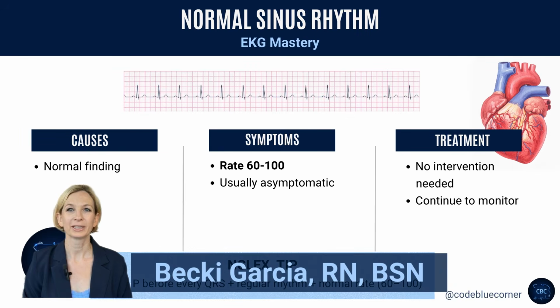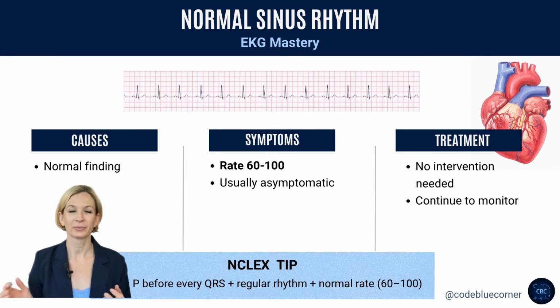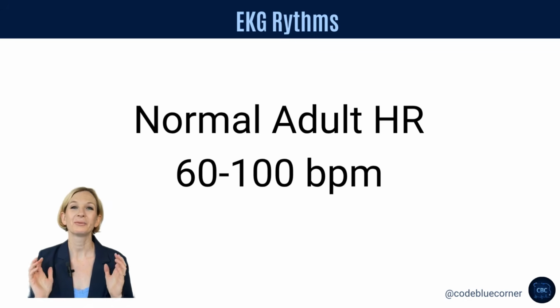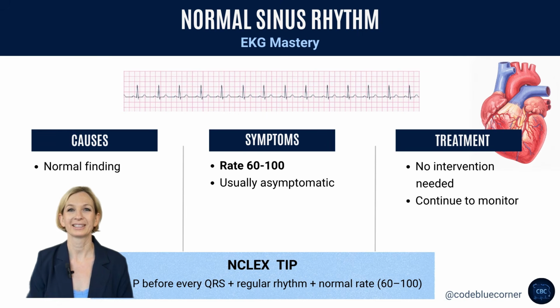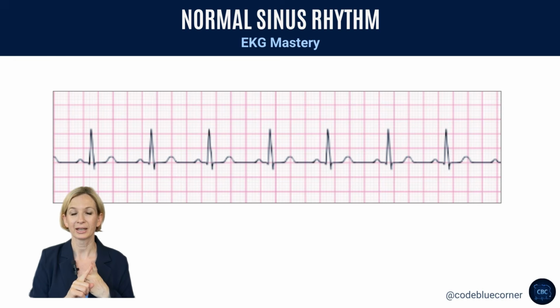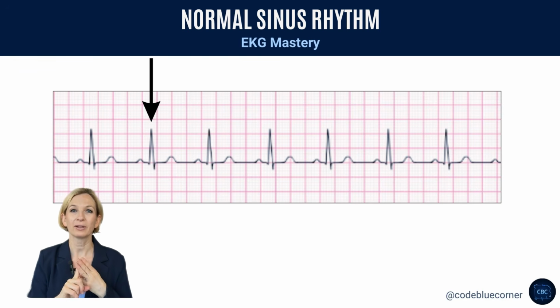This is normal sinus rhythm. This is the rhythm we compare everything else to. The normal adult heart rate is 60 to 100 beats per minute, and you must know this for the NCLEX. Notice three things. The rate is between 60 to 100. The rhythm is regular, and there is a P wave before every QRS.